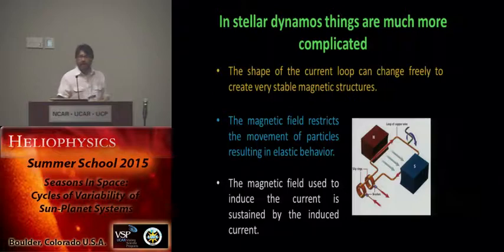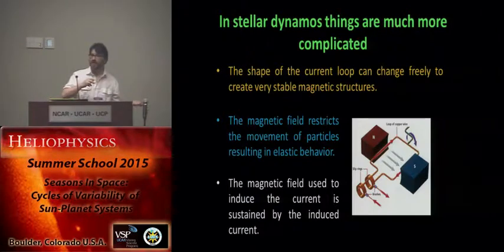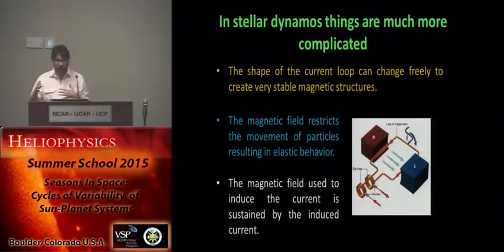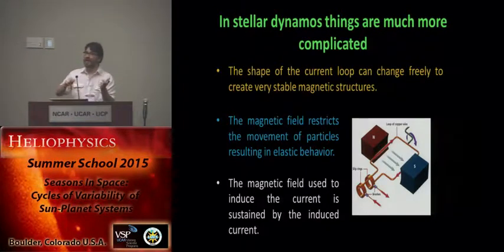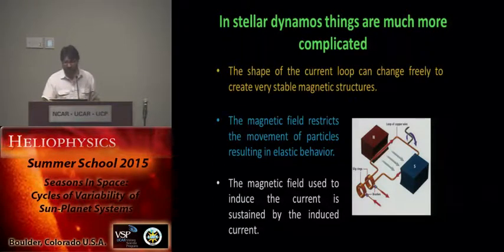And the other thing is that the magnetic field induces the currents that it needs to exist. So now you have this kind of chicken and egg problem: you have a magnetic field that induces the currents that it needs to exist, but its evolution induces other currents, and so it alters itself.